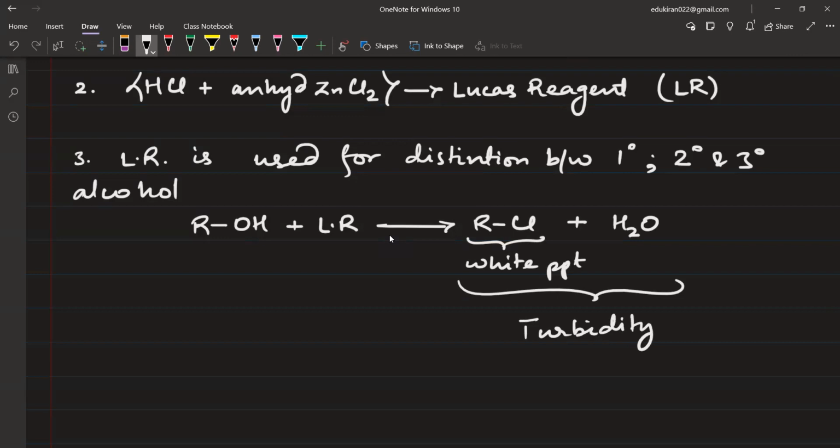That means basically, if you have alcohol and you add Lucas reagent in the lab, you will see turbidity in the test tube or the container. All of you got this, yes or no? By the way, do you understand what is turbidity, yes or no? Does anyone understand what is turbidity? No one understands what is turbidity.